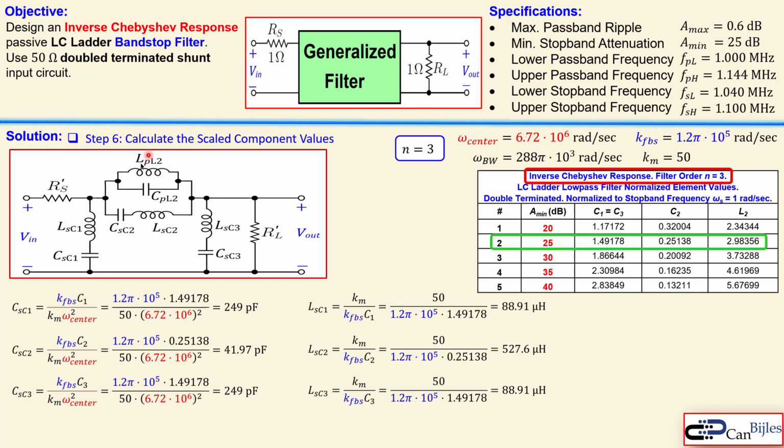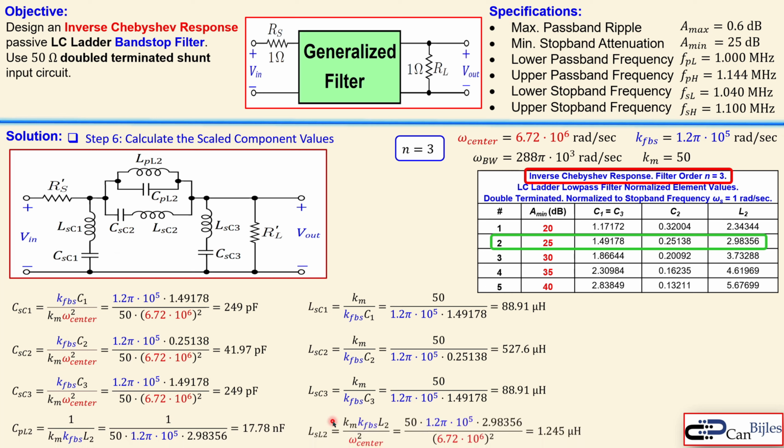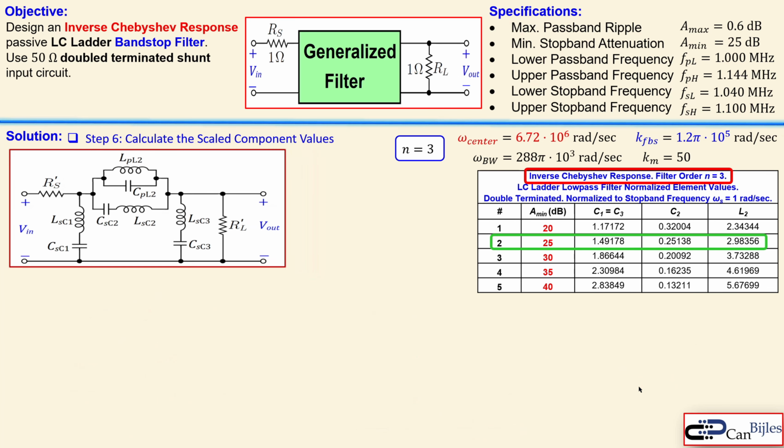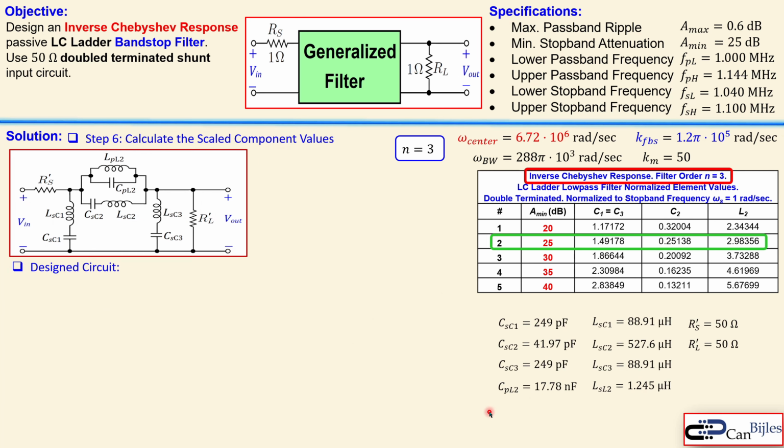Now this part, which is the parallel configuration, uses this formula. You now get 70.78 nanofarads, and for the LSL2, you get 1.245 microfarads. Now for the RS prime and RL prime, they are scaled up, as said before, so you get 50 times 150 ohm, and also 50 ohm for the RL prime. Now we have our components in total. Let's bring that together here, and those are the values we have collected for our band stop filter.